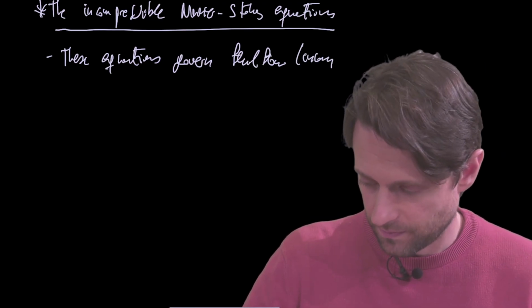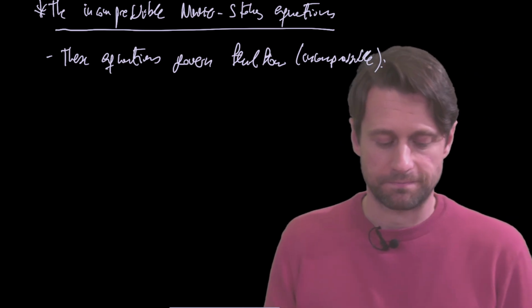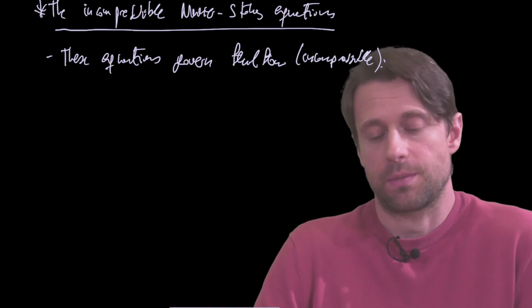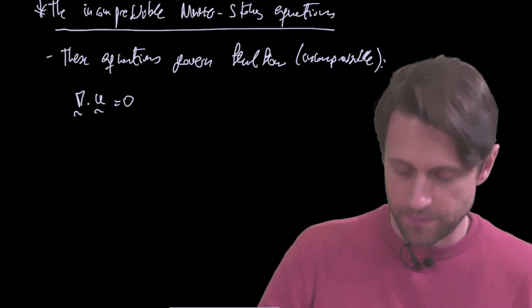Incompressible. Okay, so the density doesn't change. And this is what the equations look like. First of all, we have conservation of mass, which is the divergence of the velocity vector being 0.